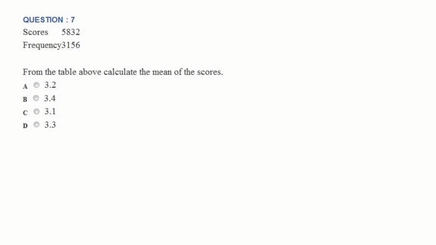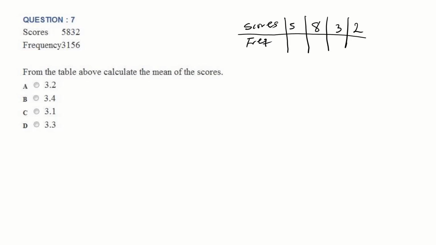Here we are given a question on data representation. We are given a set of scores and their frequency, and the question states, from the table above, calculate the mean of the scores. To better represent this question, I'm going to write out the scores and the frequency separately. So I'll write it in a clearer table. So here we have 5, we have 8, we have 3, and 2. And the frequencies are 3, 1, 5, and 6.